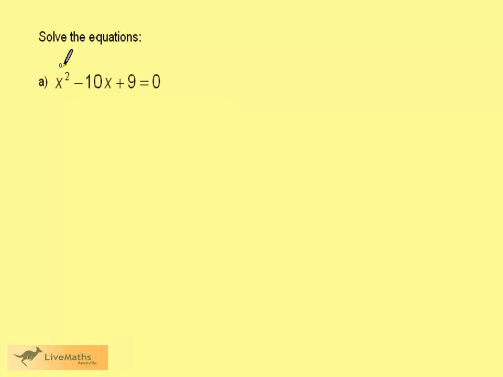We want to solve the equations below, the first of which is x squared minus 10x plus 9 is equal to 0. We start by factorizing x squared minus 10x plus 9. One method for doing this starts by us looking for numbers which multiply together to give 9 and add together to give minus 10.